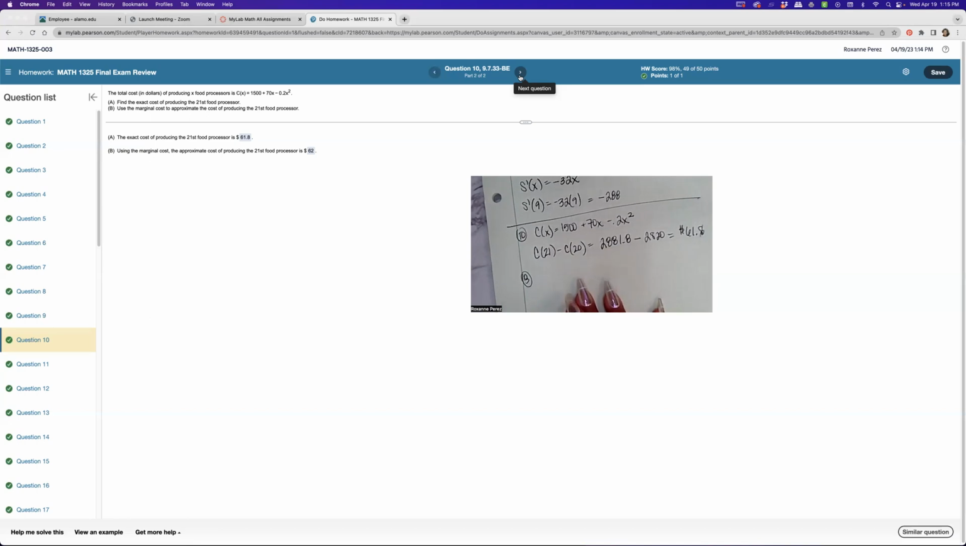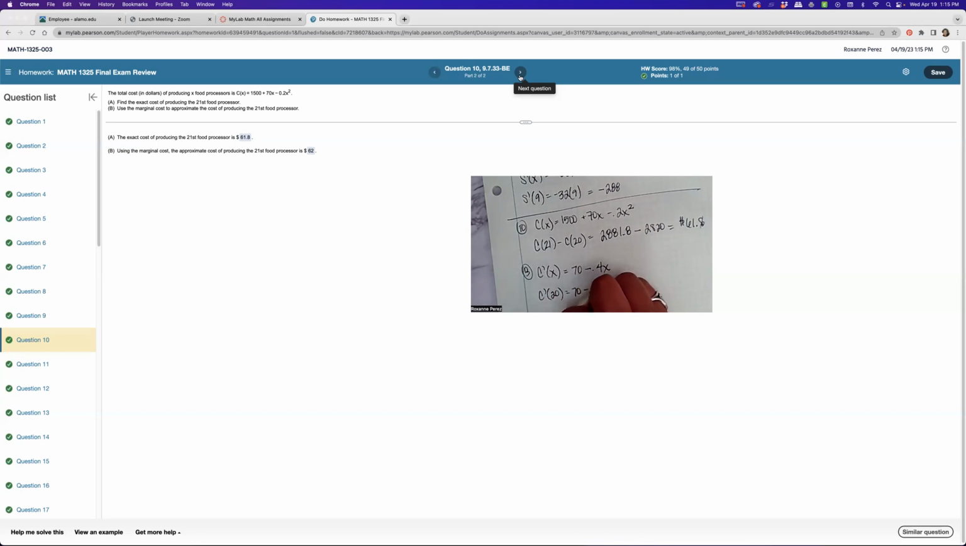Okay, so now part B, using the marginal cost, the approximate cost of producing the 21st food processor. So we're going to marginal cost, and again, remember that that is C prime. So we need to take the first derivative, constant goes to 0, and we have 70 minus 0.4x. We want the marginal cost of producing the 21st food processor, so we evaluate this function at the unit prior. So we'll evaluate C prime at the 20th unit. So 70 minus 0.4 times 20, and that's going to give us a cost of $62.